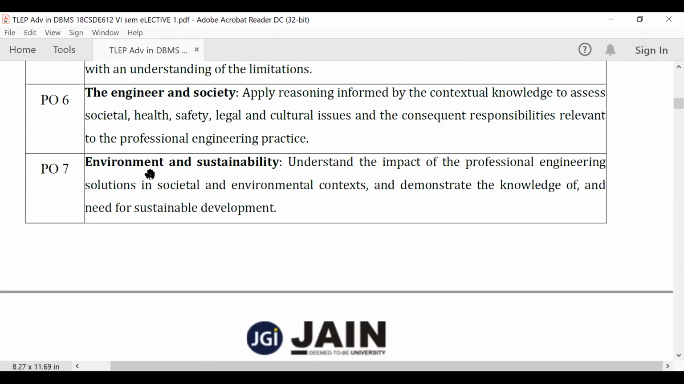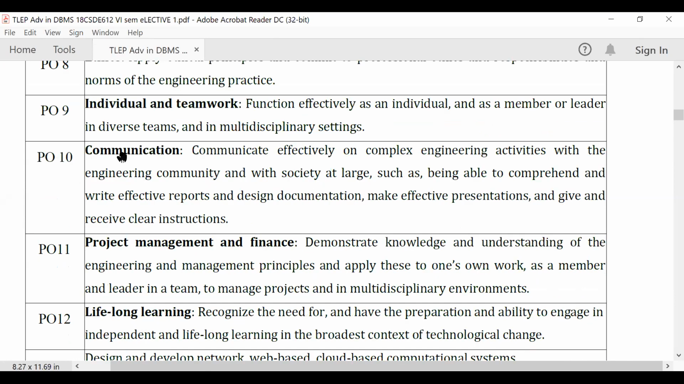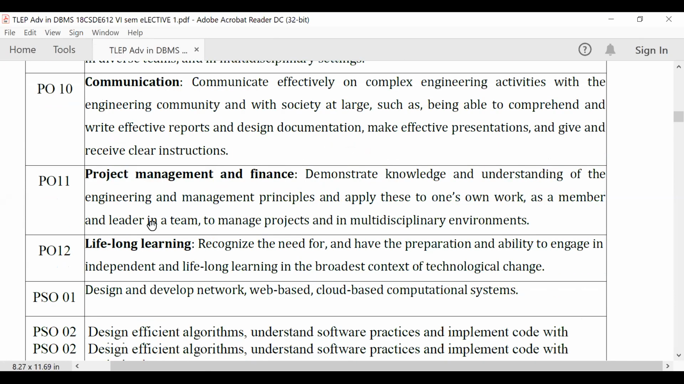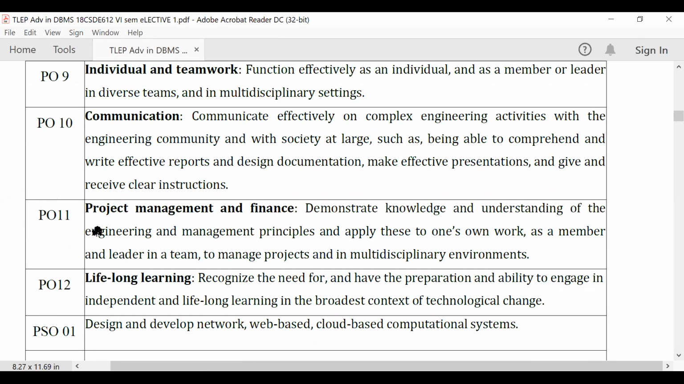And if you are creating any mini projects, or presenting some seminar or webinar, that will cover your communication skill also. If you are creating a mini project with respect to the same subject, Advances in DBMS, then the project management and finance PO also will be covered.